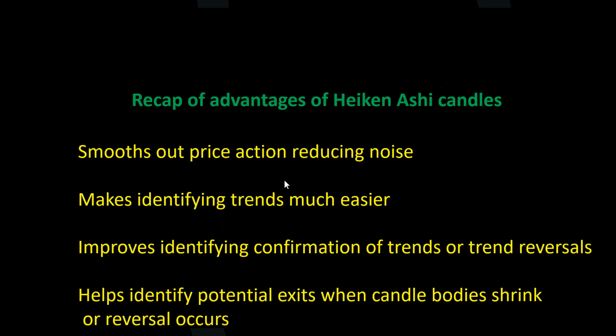Okay, so there are the distinctions. What's the recap of Heiken-Ashi candles? What are the advantages of these things? It smooths out price action, reducing noise. You're not going to get so much jiggling of candles up and down and up and down. It's easier on your mentality not to get freaked out by using Heiken-Ashi candles, because you're missing a bunch of noise. It makes identifying trends much easier. It improves identifying confirmation trends and trend reversals. This is an important thing right here, trend reversals. And it helps identify potential exits when the candle body shrinks or a reversal occurs.